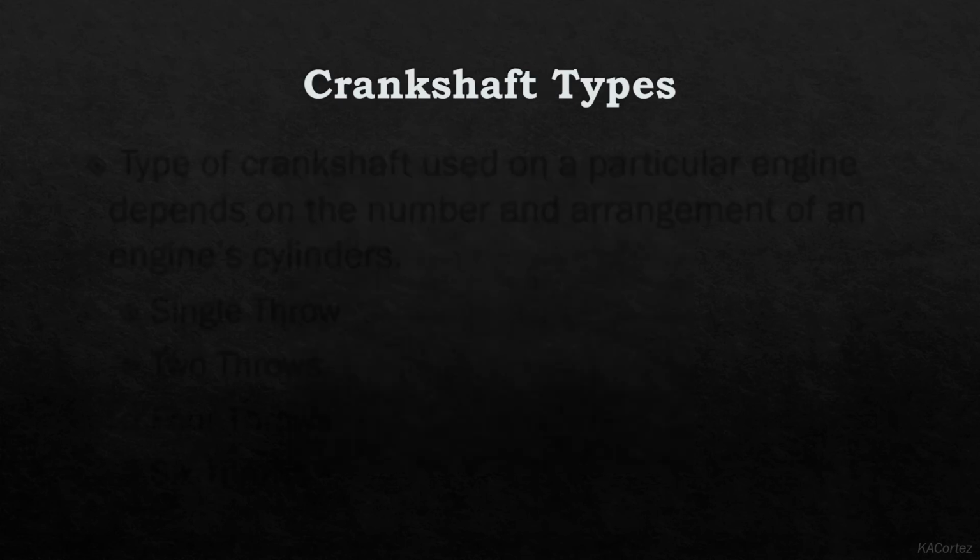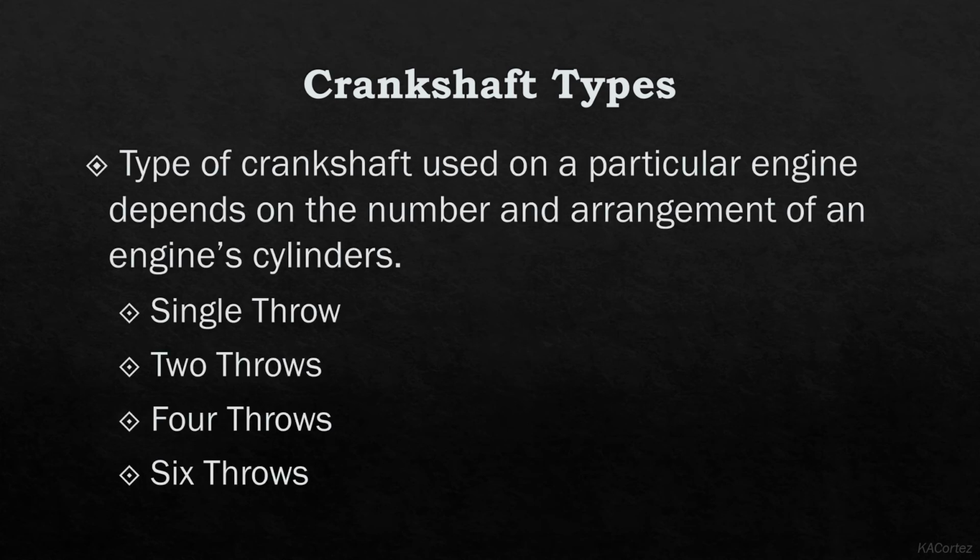The main purpose of the crankshaft is to transform the reciprocating motion of the pistons and connecting rods into rotary motion to turn a propeller. Therefore, it is also important to know its different types. The following are the types of crankshaft depending on the number and arrangement of an engine's cylinders. We have the single throw, 2 throws, 4 throws, and 6 throws.